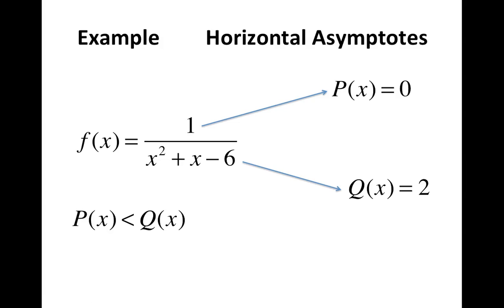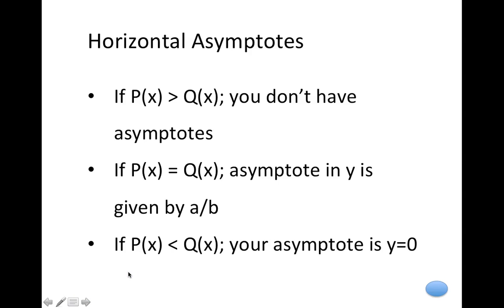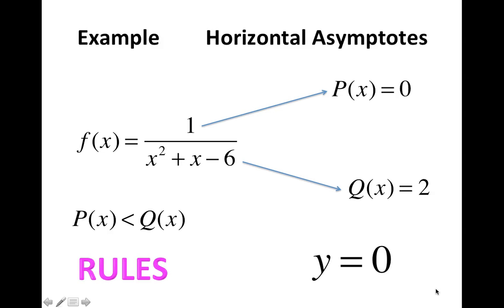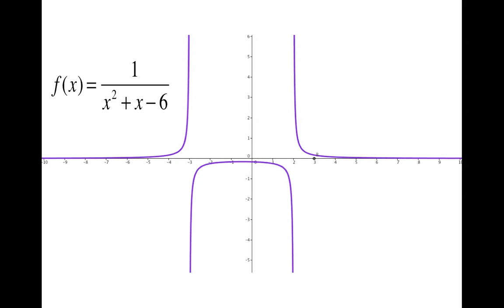Then, where are my asymptotes? We can notice here that the degree of P is less than the degree of Q. And remember, we have rules. If the degree of P is less than the degree of Q, your asymptote is y equals 0. Then, that's what I have: y equals 0. Let's see what the graph looks like. Here you can identify an asymptote at x equals 2, an asymptote at x equals negative 3, and the asymptote at y equals 0. That means that this graph is never going to touch the x-axis, that is the position of y equals 0.